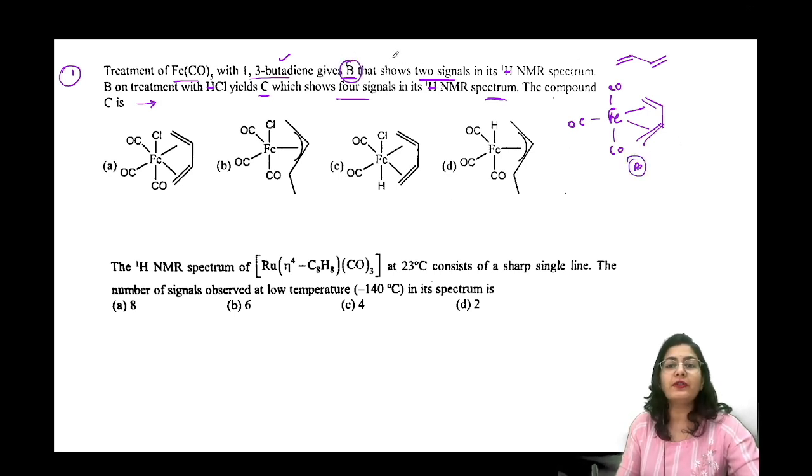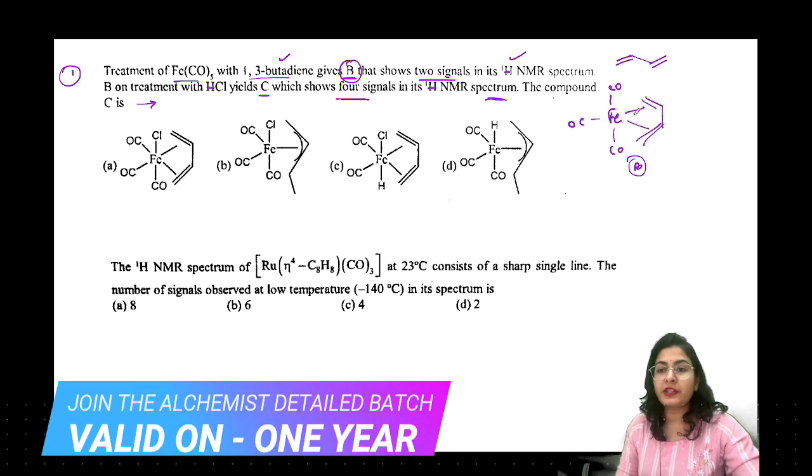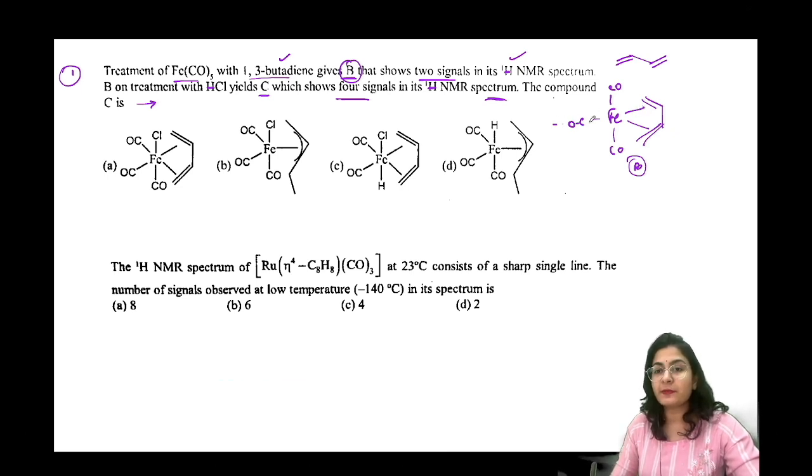Now that shows 2 signals in the proton NMR spectrum. Why does it show 2 signals? Because whether it is high temperature or low temperature, there's a sigma plane passing through the molecule like this. That sigma plane is going to give you 2 types of signals only. One is for the methine proton and the second is for the methylene proton. So there are going to be A and B, 2 different signals which are repeated on this side as well. So this is B.